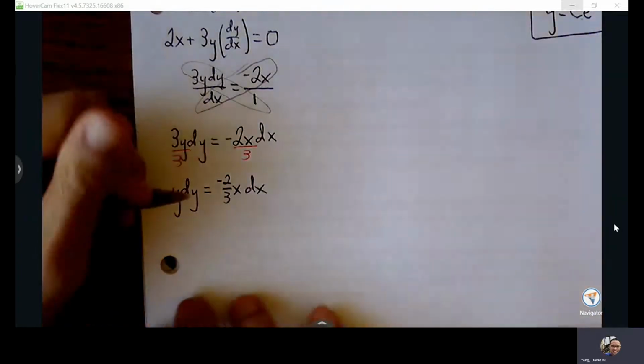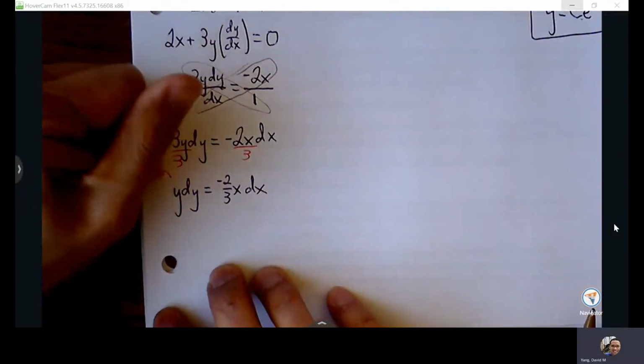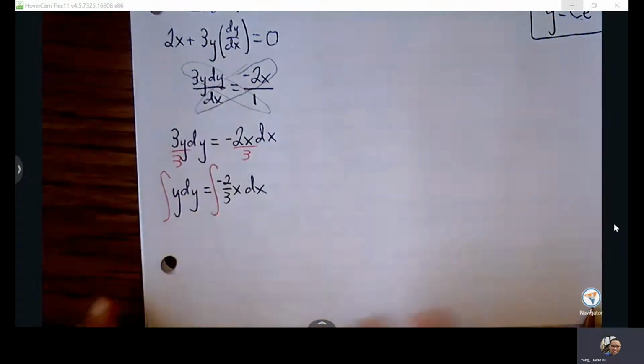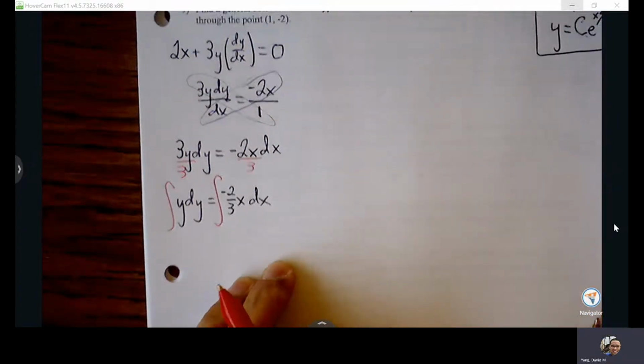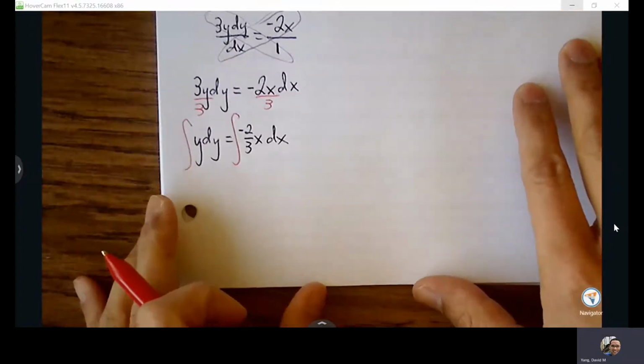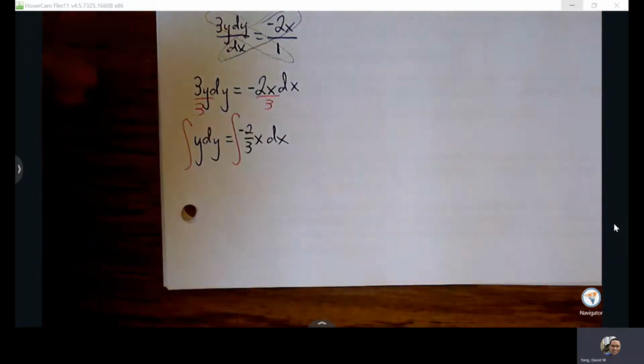Okay, take the integral of both sides, now that I have full separation of variables. Okay, what's the integral of y?